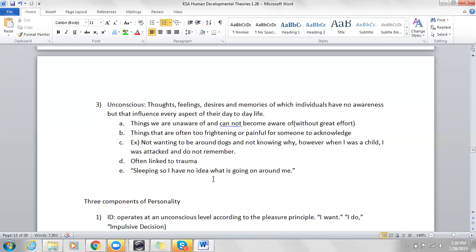So things are often too frightening or painful for someone to acknowledge. So this is where a lot of trauma treatment began and is going, is you need to have people aware of their patterns so that way they can change them. So the little phrase that you can remember about the unconscious is sleeping, so I have no idea what is going on around me. Your thoughts and experiences are sleeping and have no clue why they're influencing your current behavior.